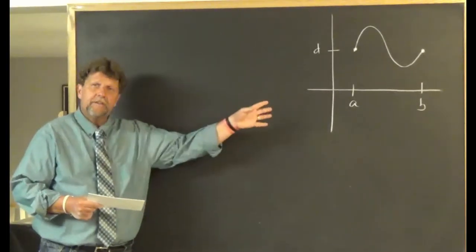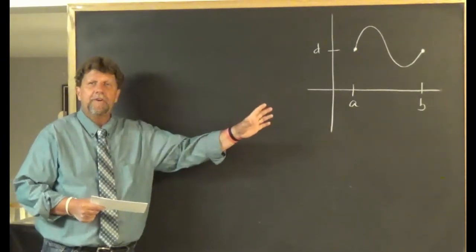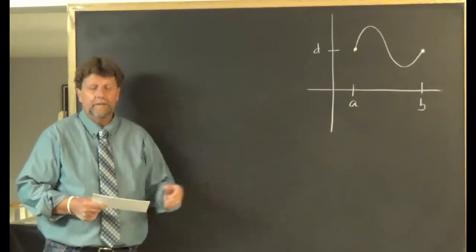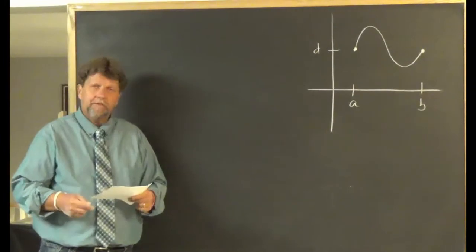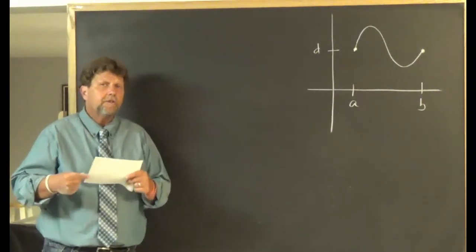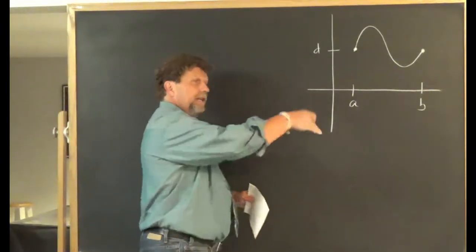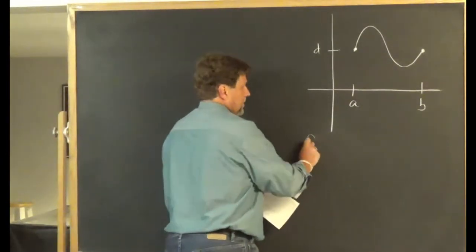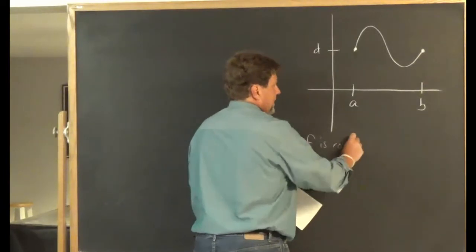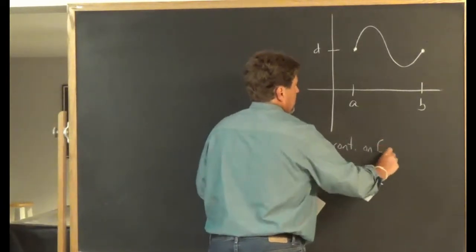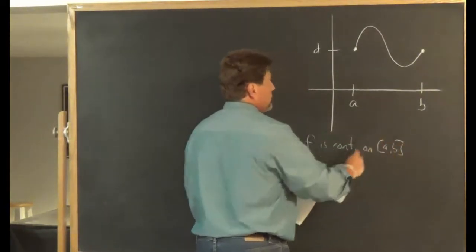Let's check out this graph I have over here. It's a graph of some function. I don't know what the function is, and I don't care. Let's make some observations about the function just from the graph. The first observation is that it's continuous. So the function is continuous. And we have a closed interval [a, b].